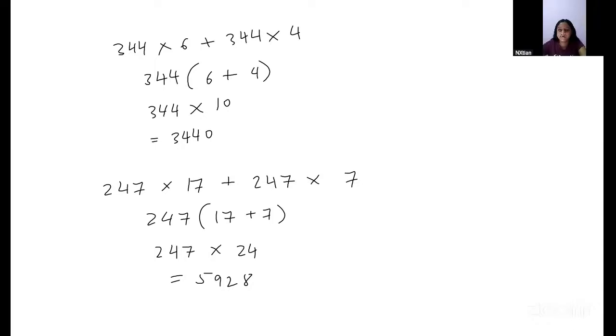Understood now? How do we use the property and solve this? Okay, so can you do the rest of the questions now? Question 1 and 2. Try out the homework now. Try out the first and second question.